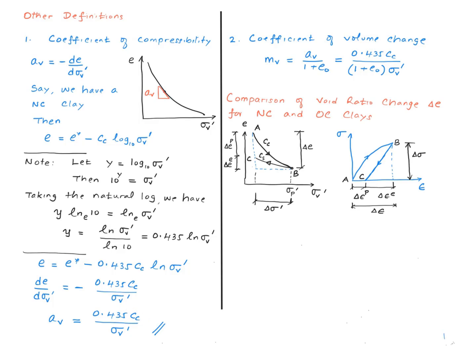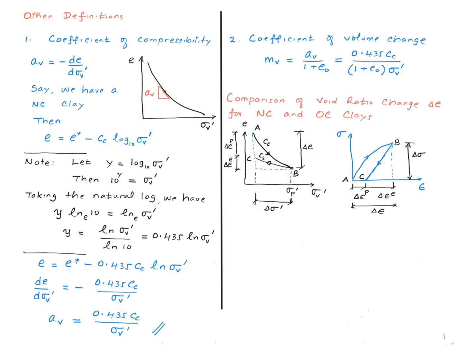When we change the vertical effective stress, the void ratio changes, right? So how does the change in void ratio for a normally consolidated clay compare with that of an over-consolidated clay? Let's consider the following. Let's say we loaded a soil sample from point A to point B along the virgin compression curve by increasing the pressure by delta sigma prime. And during this part, the void ratio is going to decrease by, let's just say, delta e.